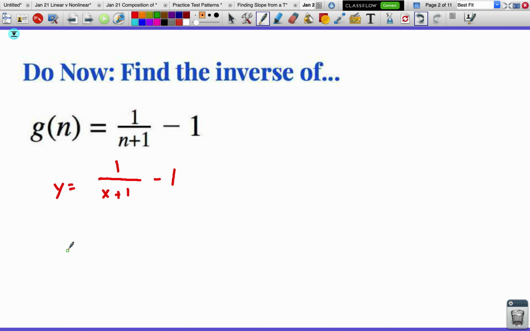Next, I'm going to swap the x and the y and make this x equals 1 over y plus 1 minus 1. Technically, now we found the inverse, but we almost never do x equals equations, so we want to get this back to being a y equals equation. Also, if we want to put it back into function notation, then we have to get this y by itself. All right, let's try to isolate that y by adding 1 to both sides, and we get x plus 1 equals 1 over y plus 1.